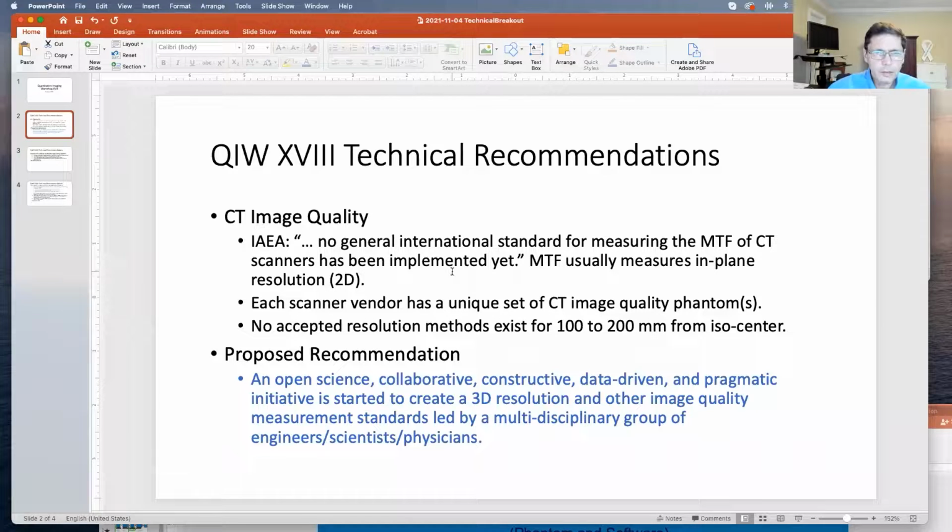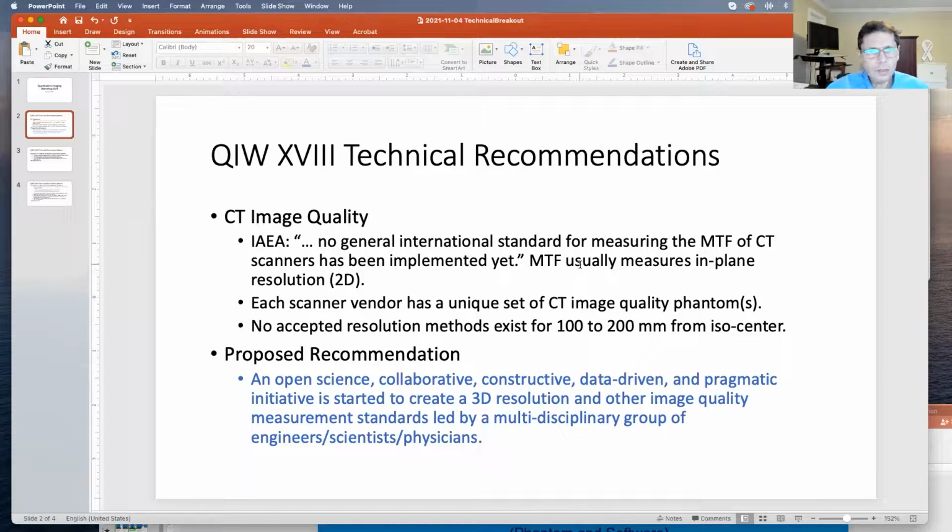So it's also important to let everybody know that each scanner vendor typically has a unique set of CT image quality phantoms. Each vendor says, well, I measure it this way, and the other vendors measure it that way. And there's no accepted resolution measurement methods from 100 millimeters, let's say, out to 200 millimeters, so out in the periphery of the scanner.